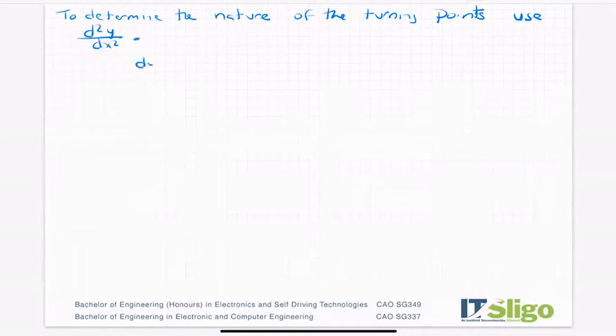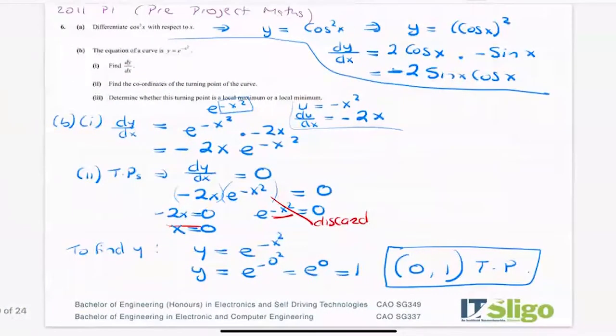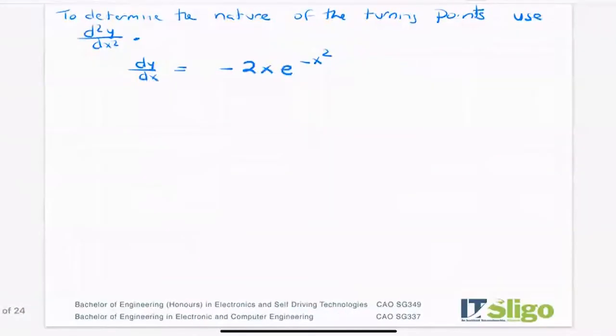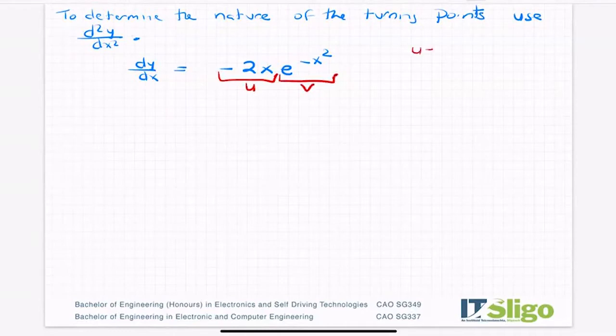Okay, so we got dy dx being equal to, if I remember, minus 2x e to the minus x squared. Let me just check that. Minus 2x e to the minus x squared. Okay, so that was my dy dx. So to determine the nature of them, I need to find d2y dx squared. Okay, so now this is a product. There's one function multiplied by another function. Okay, so let's figure out our product rule.